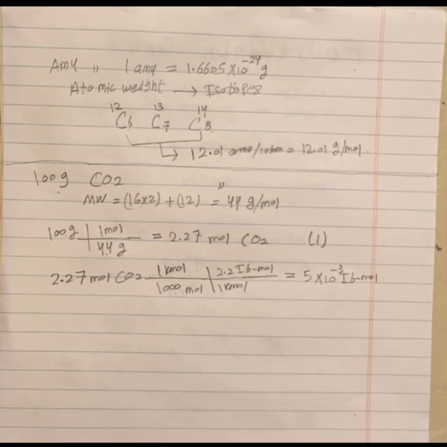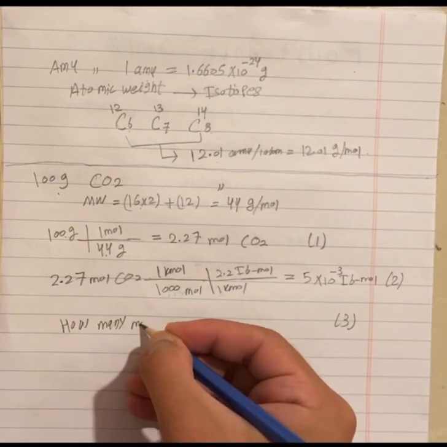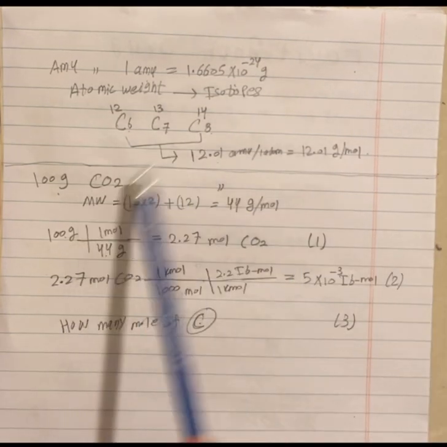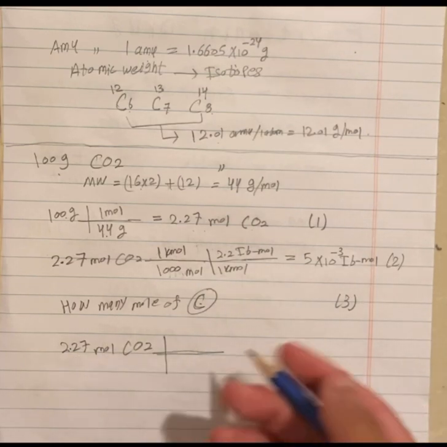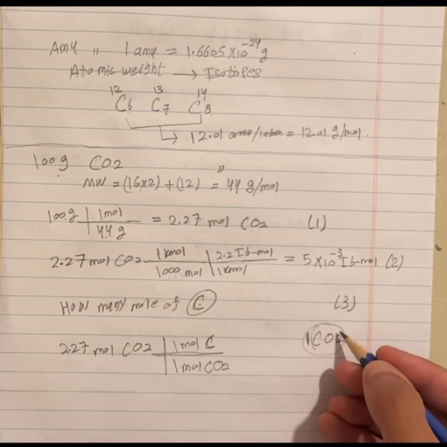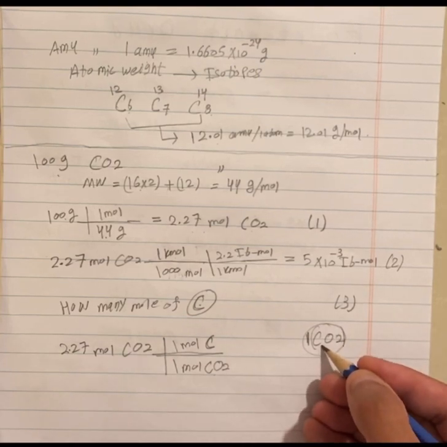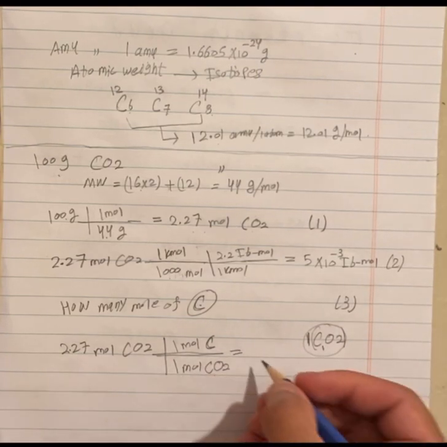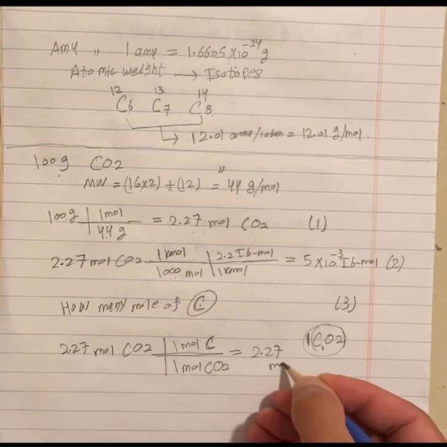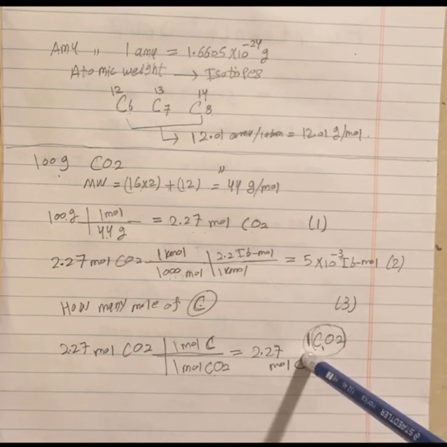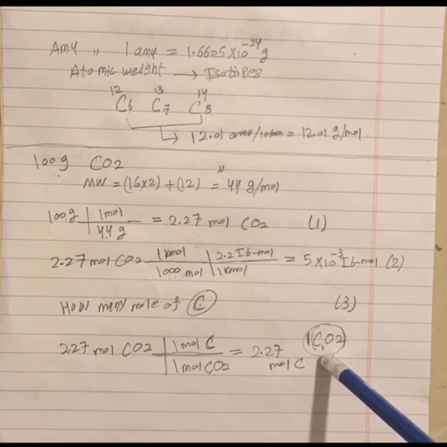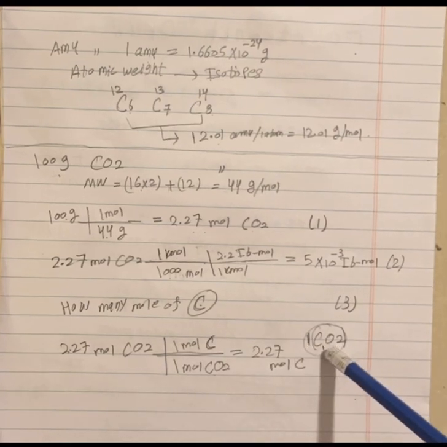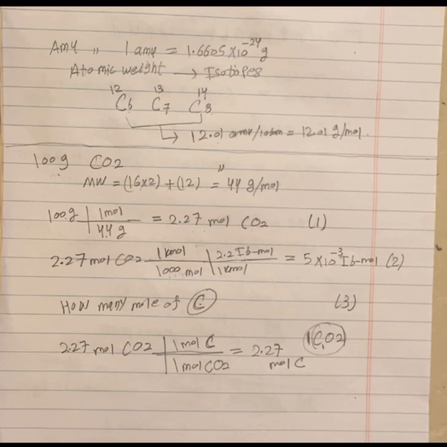Something interesting now, number 3: how many moles of carbon, not carbon dioxide? We do know the moles of carbon dioxide. We don't know the moles of carbon. 1 mole of carbon dioxide contains only 1 mole of carbon. The answer should be 2.27 mole of C. Don't say that moles of C is always equal to moles of carbon dioxide. Here, just because we have a coefficient of 1 and we have only 1 carbon, that's why we said they are equal.